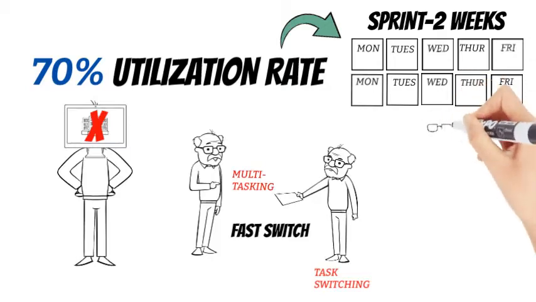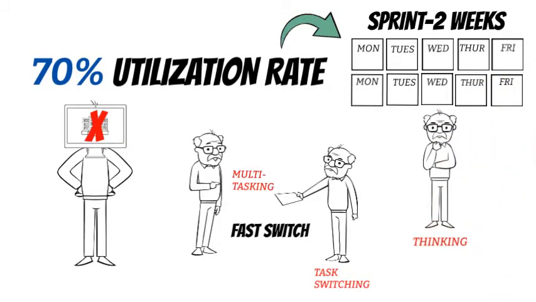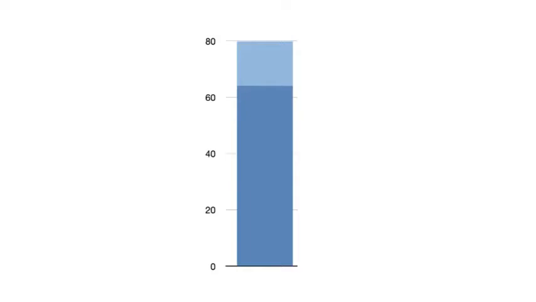Utilization rate also covers when we have to think through a problem, which is going to happen. So when we say 70% utilization rate, that doesn't imply we're not working for the other 30%. We just want to account for it because we know it's going to happen.